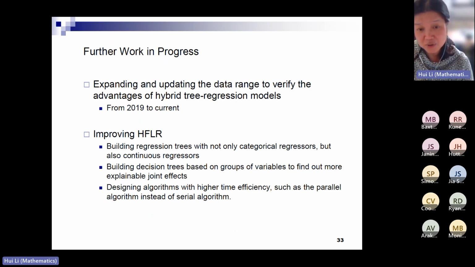How can we improve the hybrid forest linear regression model? For example, we could build regression trees with not only categorical regressors, but also continuous regressors. We can also consider building decision trees based on a group of variables to find more explainable joint effects, and reduce the sparse effects from the nonlinear interaction terms.